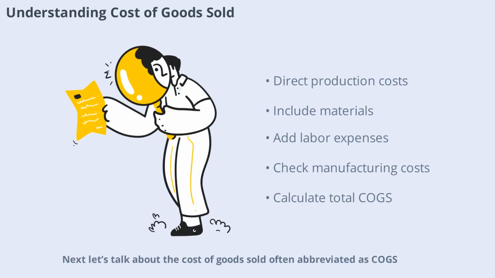Next, let's talk about the cost of goods sold, often abbreviated as COGS. This represents the direct costs associated with producing the goods or services you sell, such as raw materials, labor, and manufacturing expenses. Calculating COGS accurately is crucial because it directly affects your gross profit. To find your COGS, gather all invoices, receipts, and payroll records related to production. Subtracting COGS from your total revenue gives you your gross profit, which we'll discuss in the following scene.